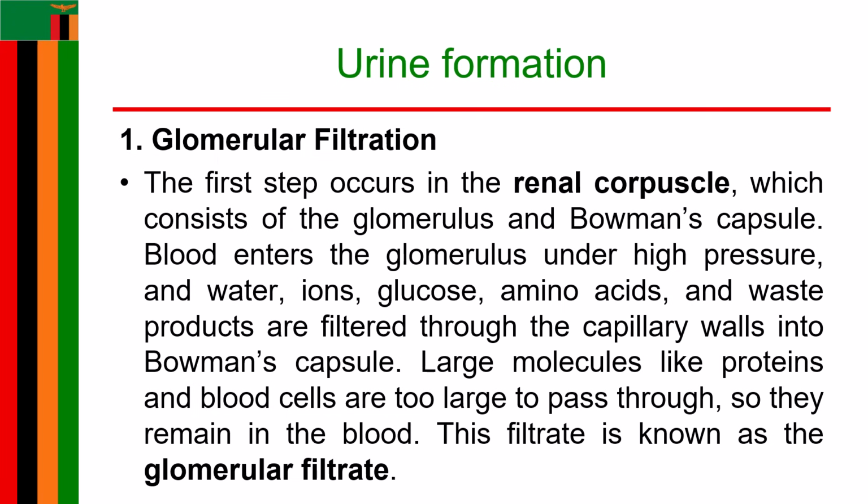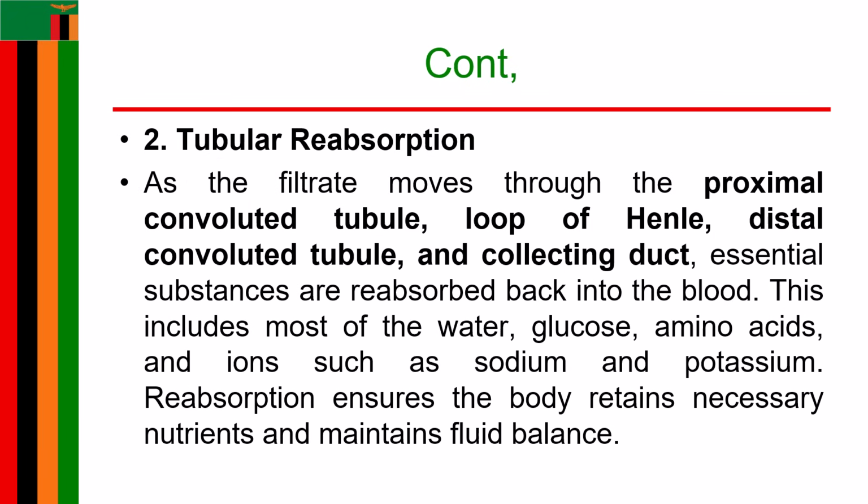Now, during glomerular filtration, large molecules like proteins and blood cells are too large to pass through these capillaries, hence they remain in the blood and they go back to the body. But the filtrate that passes through the Bowman's capsule is referred to as the glomerular filtrate. From glomerular filtration, the next stage in urine formation is tubular reabsorption.